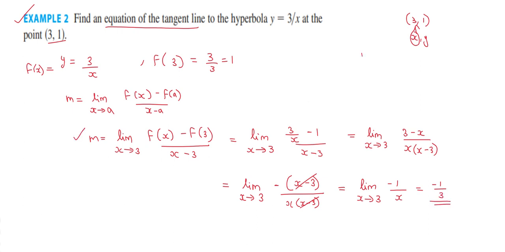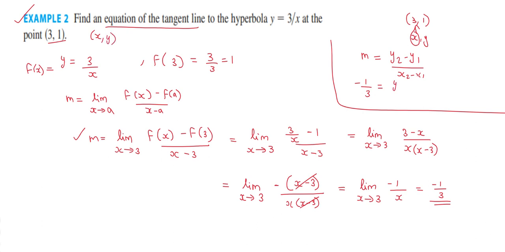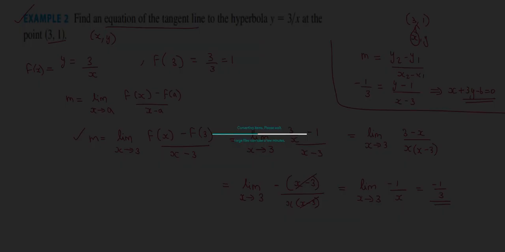We know the slope formula, m equal to y2 minus y1 by x2 minus x1, and the slope is now minus 1 by 3. One point is (3, 1), and another point on the tangent line is (x, y). So minus 1 by 3 equals (y minus 1) divided by (x minus 3). Solving this, we get the equation x plus 3y minus 6 equal to 0, which is the equation of the tangent line.